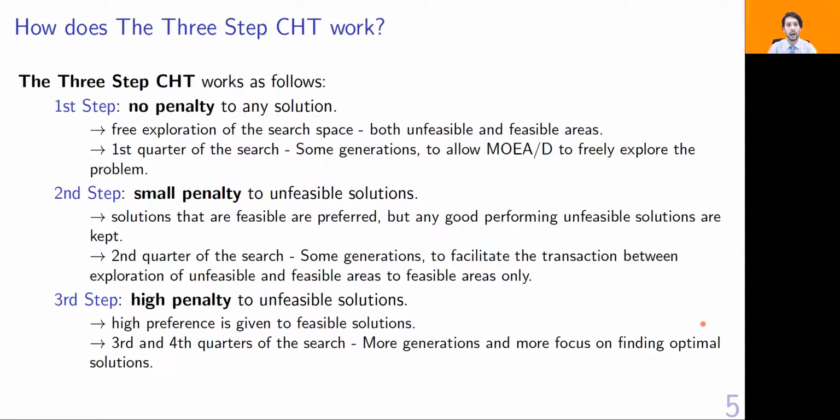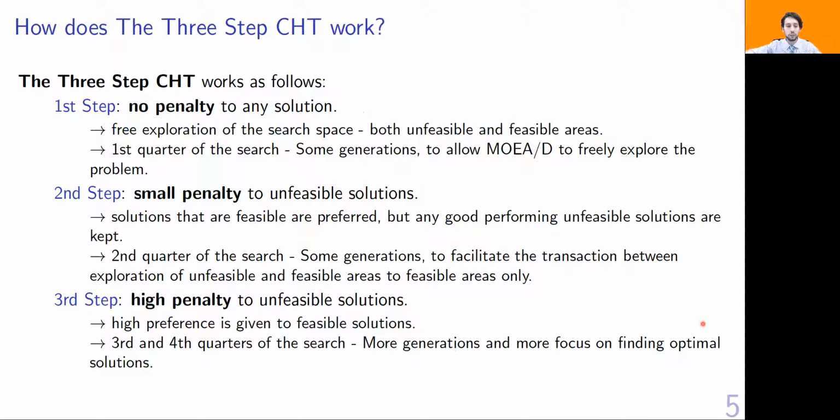Okay, so how does the three-step CHT work? It has three steps. The first one, no penalty is given to any solution. In the second one, small penalty is given to unfeasible solutions. And in the third one, high penalty is given to unfeasible solutions. In the first step, we give no penalty to any solution because we want the algorithm to explore the search space freely. We do that in the first quarter of the search, for some generations, to give MOEA the ability to explore the problem in question.